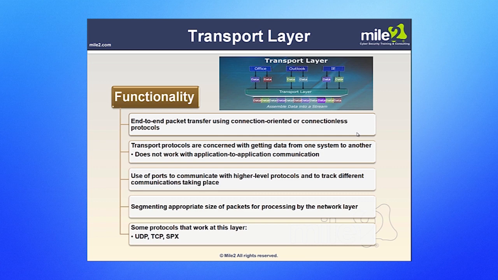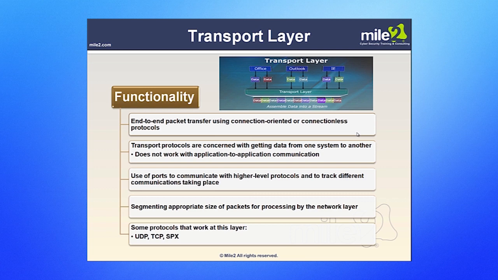Transport protocols are concerned with getting data from one system to another. It's not all the way at application to application, like the application layer. It's not communications up to quite that high. Many application layer protocols that we use will tie into a transport layer protocol such as TCP or UDP. And that's a pretty good picture on the slide. As you can see, they've got Office and Outlook and Internet Explorer at the top, but all of those tie into the transport layer, assembling data into a stream.